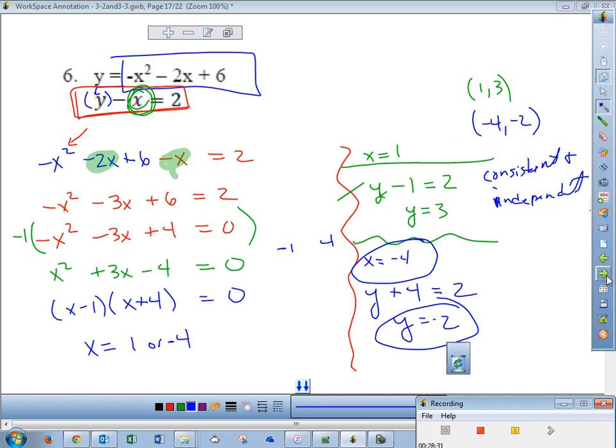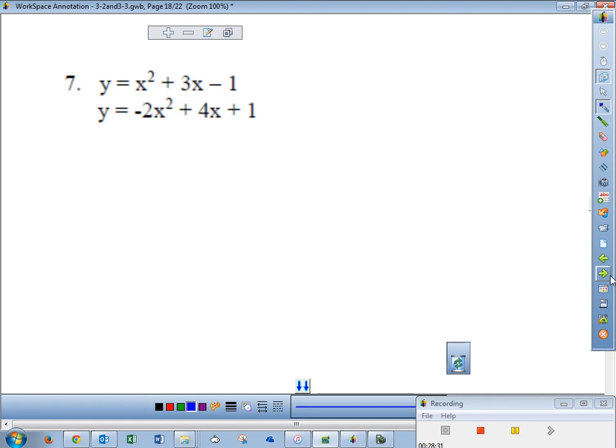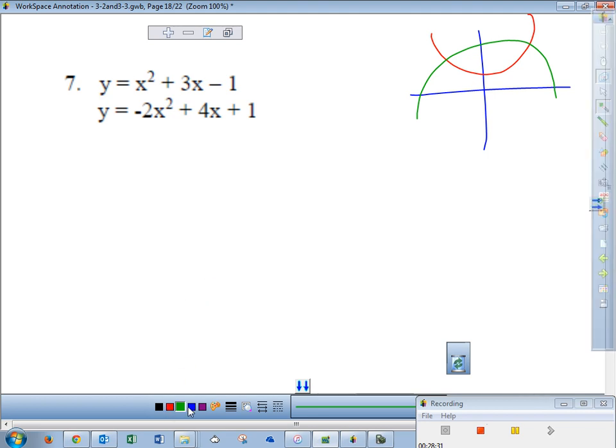Okay? Next. Parabola, parabola. Let's think about possibilities. Can they intersect in two places? Yes or no? You bet. Can they intersect in exactly one place? You bet, if it was at the vertex. Can they intersect in no places? Yeah, that'd be like the red one and the black one. Never intersect. Can they intersect in three places? Not going to happen. Either no answers, one answer, or two answers.